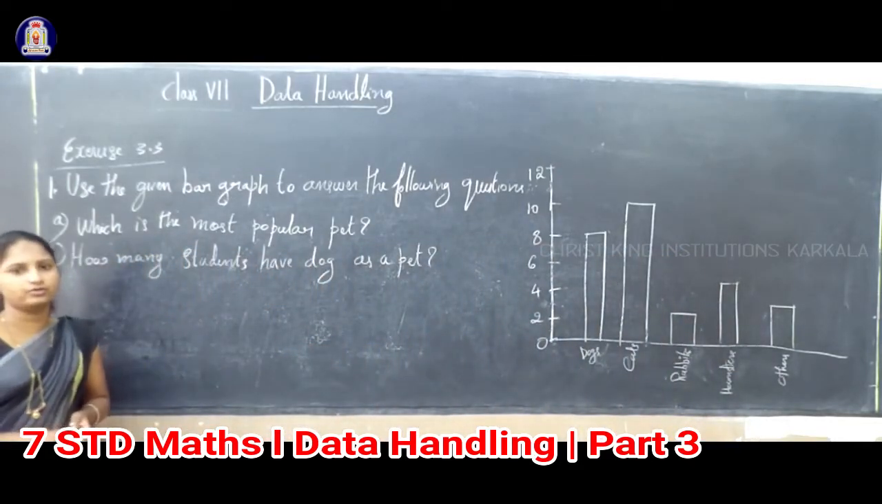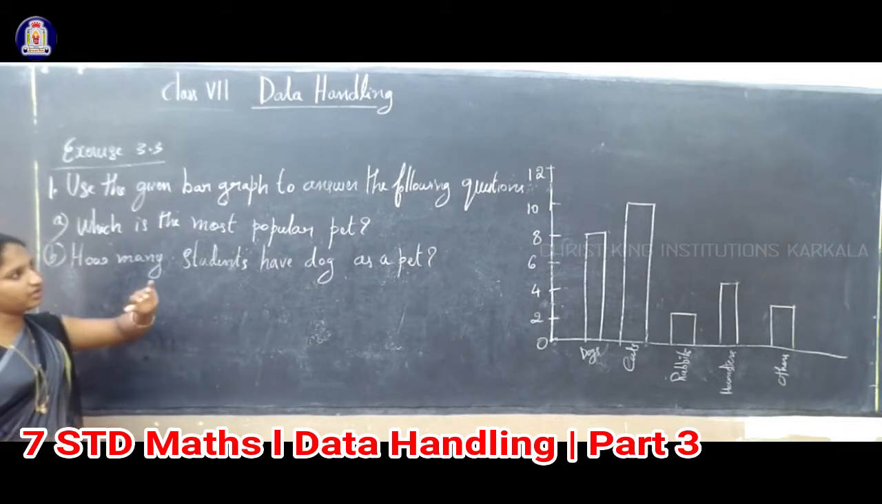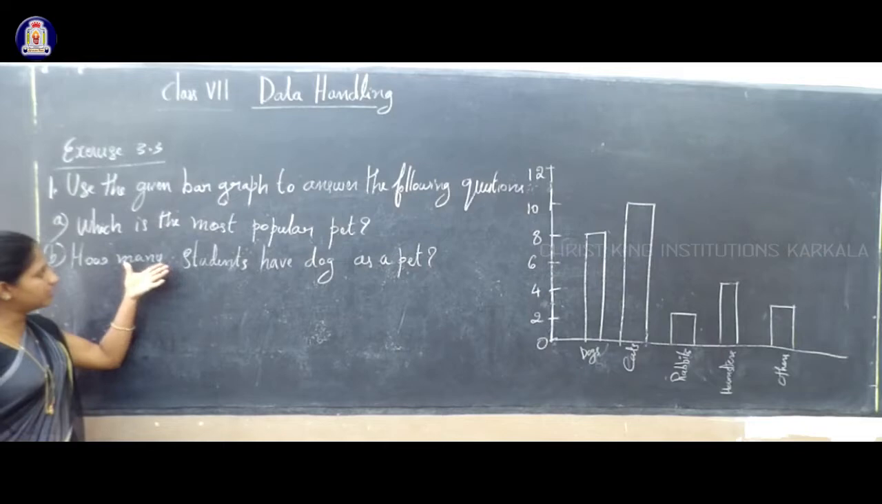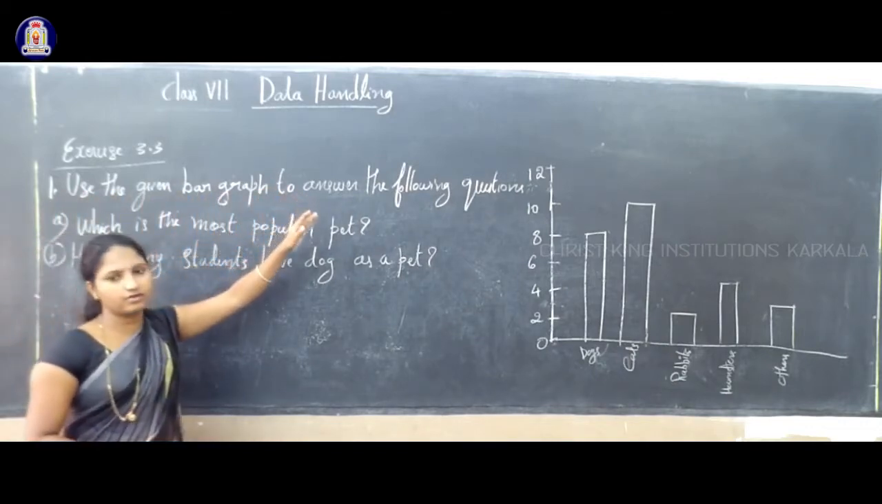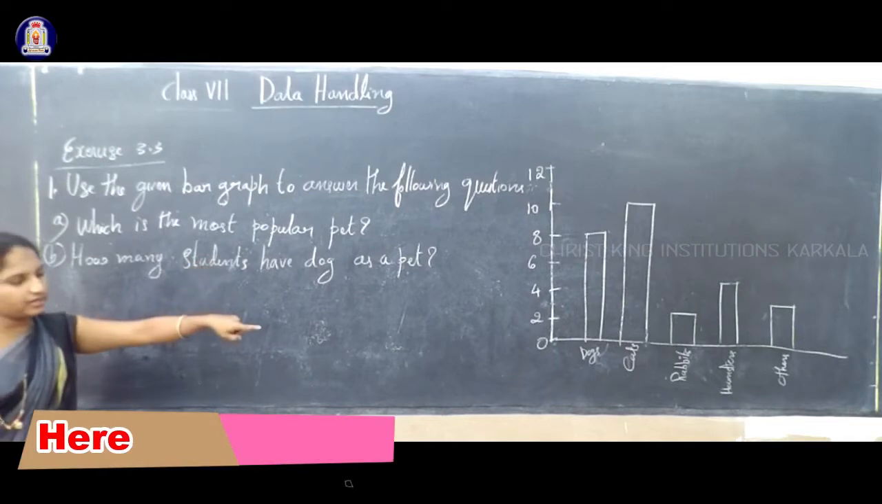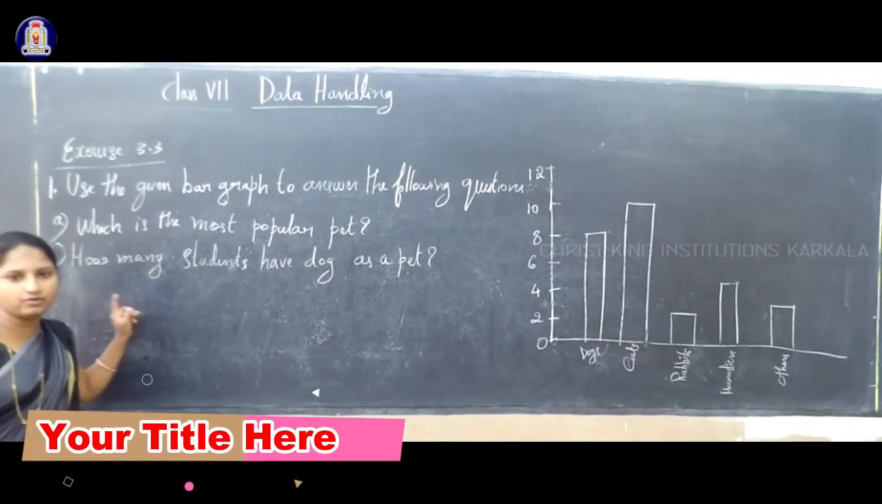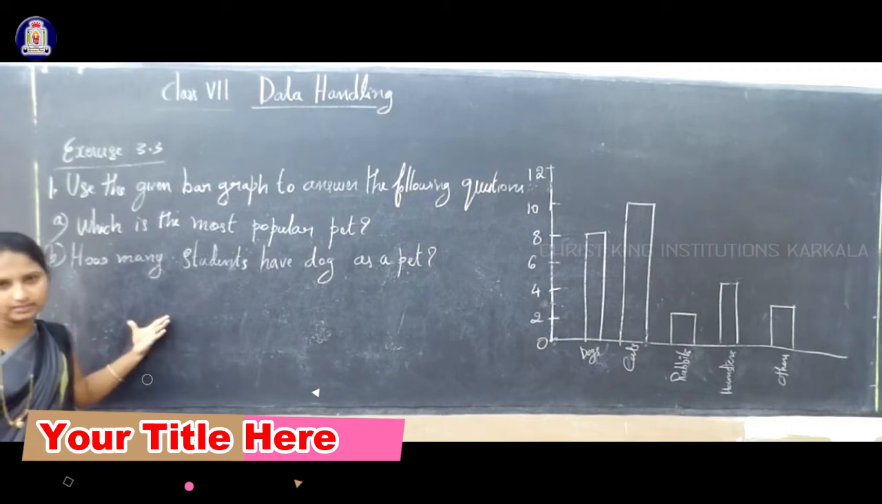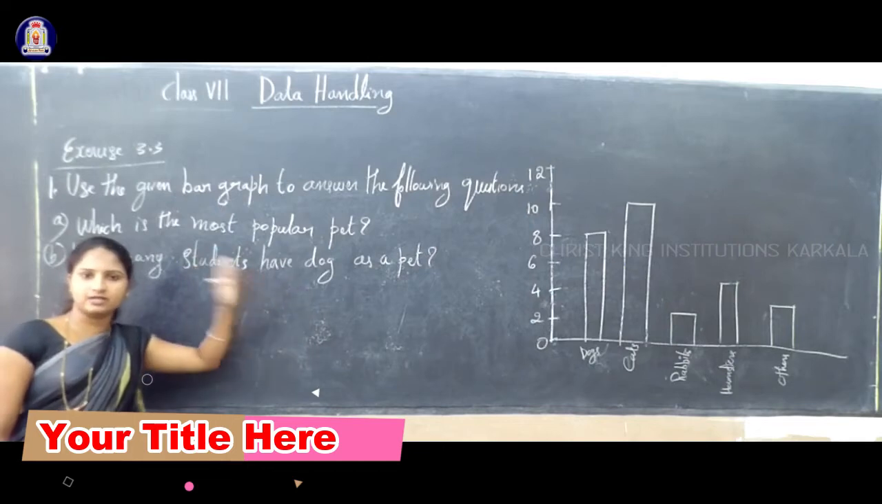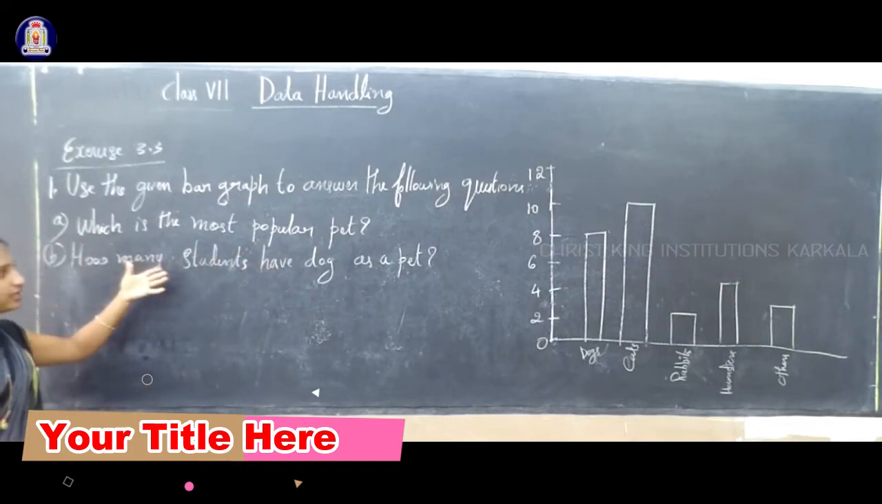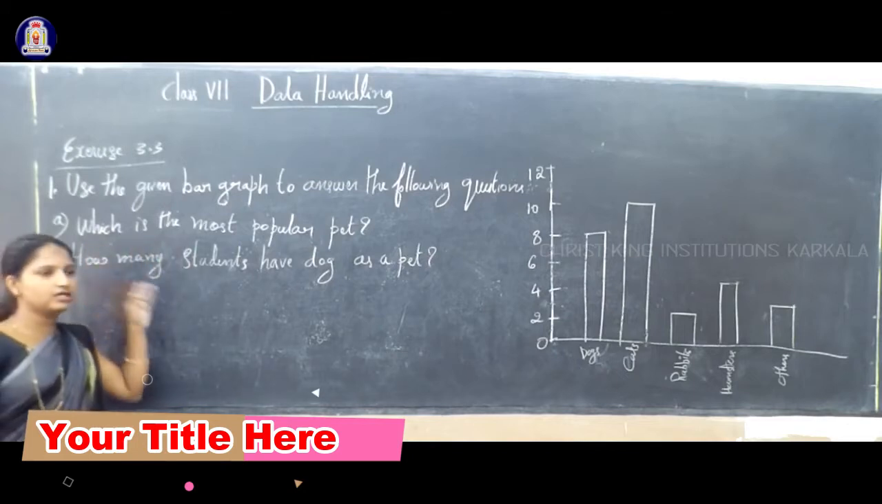So now what we have to do? By seeing this graph, we have to refer to this graph and answer the following questions. Clear? The graph is given in the question, so by seeing the graph we can write the answers. The question says use the given bar graph to answer the following questions. Sometimes you have to draw a bar graph, then answer. They will give the data, then you have to draw a bar graph. But in this question, the bar graph is given, so by using that bar graph you can answer these questions.